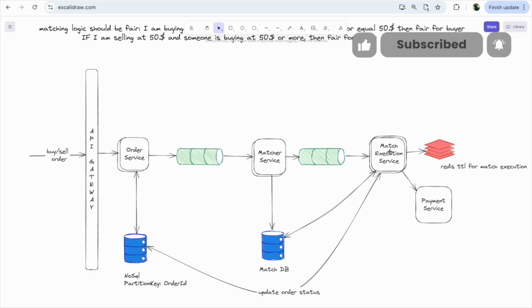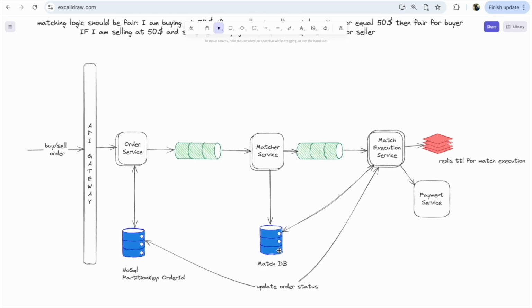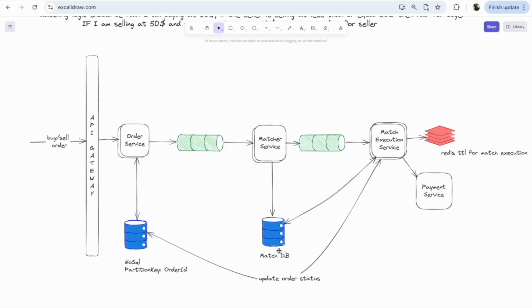Match execution will have to do lots of things. First of all, it has to update the match database when the match execution is completed. It also has to update the order status when the match execution is completed. And the main part of match execution is the payment. When the payment is completed, then it has to update the tables. So the match execution service will talk to some other payment service which will actually execute the payment.